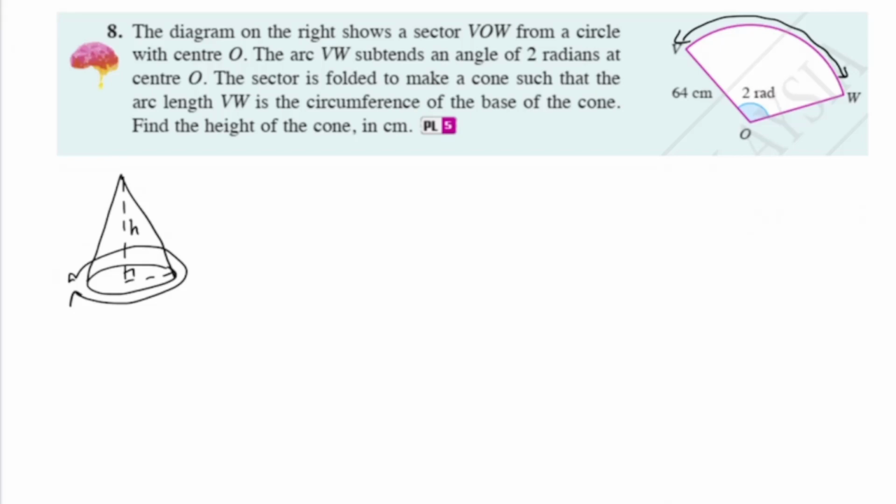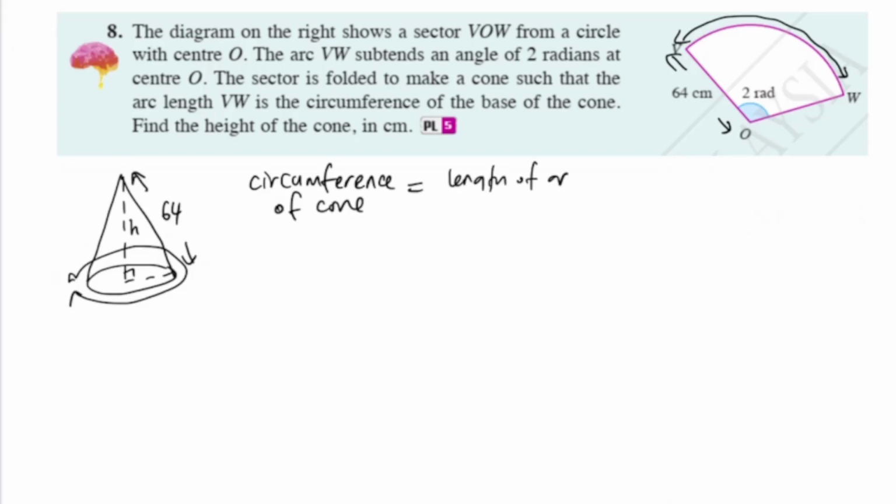All right. Now, one thing you need to know is the difference between slant height and vertical height. Slant height, when you fold this, this slant height is actually 64, which is the same as the radius of your sector. But first, we need to find the radius of your cone. Now, the circumference of the cone must equal the length of arc of your sector. Let's call the radius here r. Circumference is 2 pi r. The length of this arc here will be 64. S equals r theta. Theta is 2 radian.